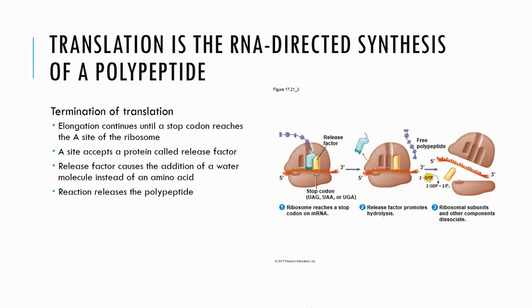Elongation is going to continue until a stop codon is reached at the A site of the ribosome. And when that happens, the A site accepts a protein called release factor, which is going to add a water molecule instead of an amino acid to the end. And that reaction is going to release the polypeptide to go do whatever it has coming up next.